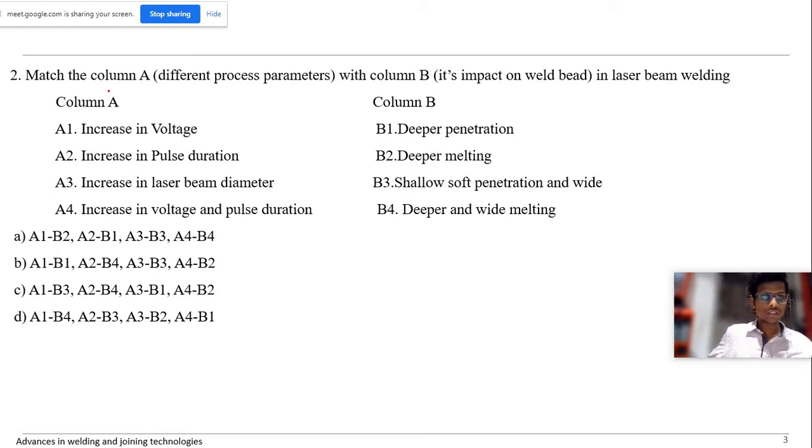He also discussed matching column A with column B in a laser welding process. Increase in voltage, increase in pulse duration, increase in laser beam diameter. This is very easy. Increase in laser beam diameter: what happens is the power density will distribute and the power density gets reduced, right?